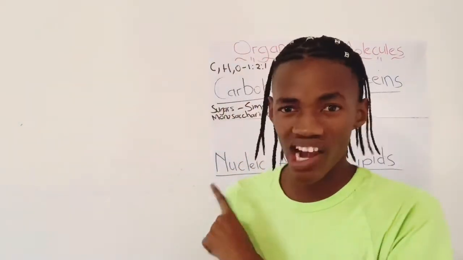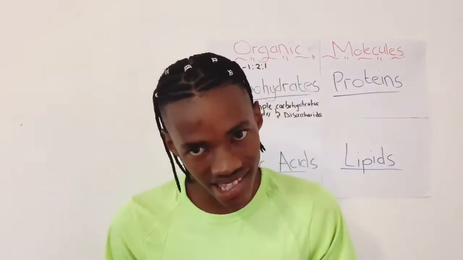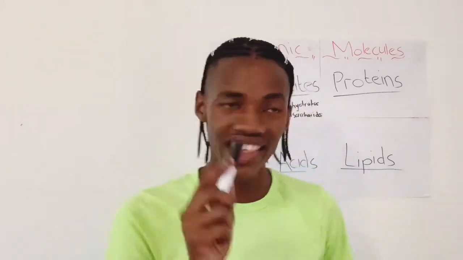And then disaccharides, by the di, it means that it's just two monosaccharides that are joined together to form a new molecule, and they are usually joined together by dehydration synthesis. Simple enough, right?